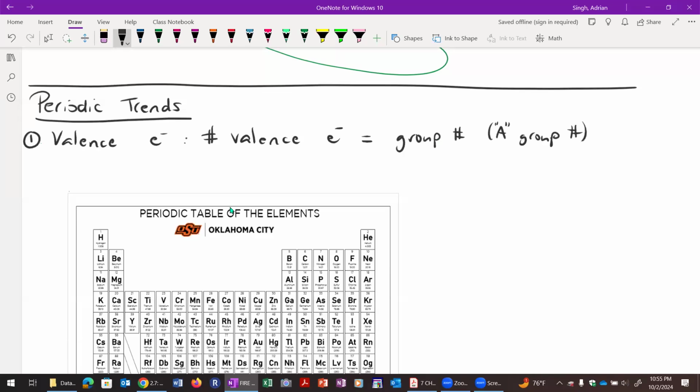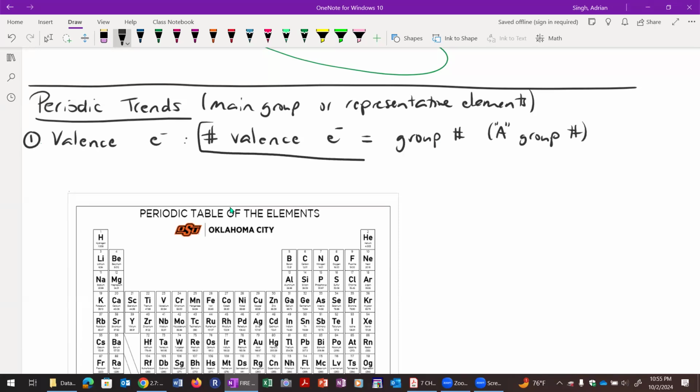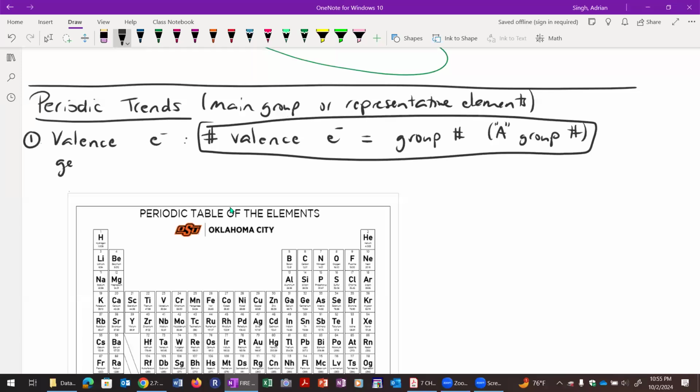And when we look at our periodic trends, we're going to be looking specifically at the main group or the representative elements, right? Because that's where the trends tend to hold true. So what does this trend actually say? The number of valence electrons is simply equal to the group number. And again, these are general trends. There are always going to be exceptions. We'll talk about one exception here in a second.